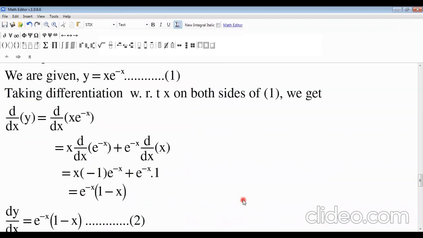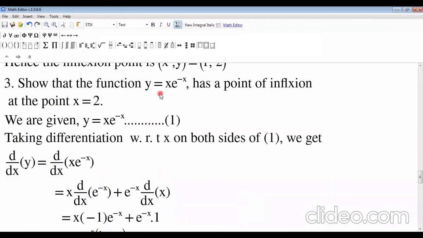That means we had to show that the function y equals x into e to the power minus x has a point of inflection at x equals 2. So practice these three examples and follow the previous lectures. I hope everybody understands what the maximum and minimum of a function are, what concavity is, what the first derivative test and second derivative test are, and then what the inflection point is. So first of all follow the lectures, then you can understand better. Thanks to everybody.